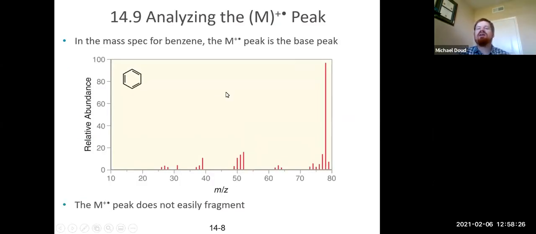Okay, all right. So now going a little bit further, if we look at benzene, benzene has a peak right at 78 here, and that 78 represents the parent peak, because benzene is very stable. Hopefully that's something you remember from last year. Benzene itself is very stable because it's got these alternating pi bonds that can resonate through the ring, so it's not going to fragment easily. And so the parent peak is the base peak for benzene.